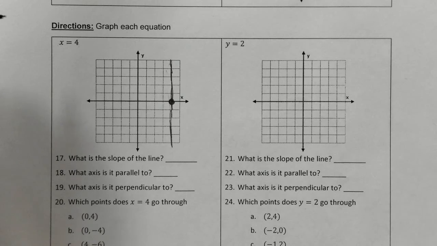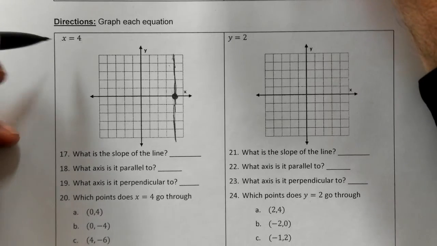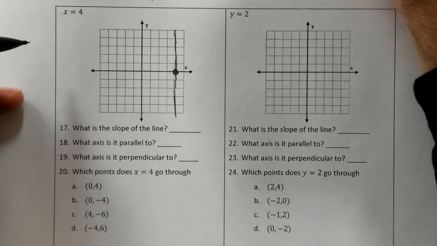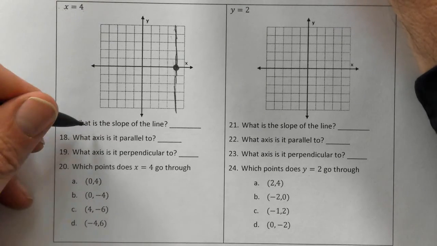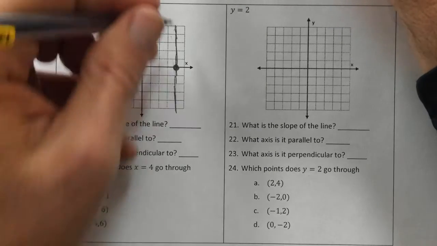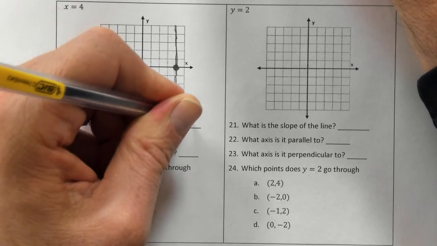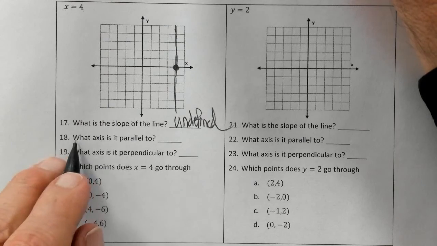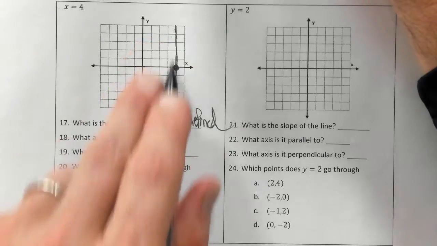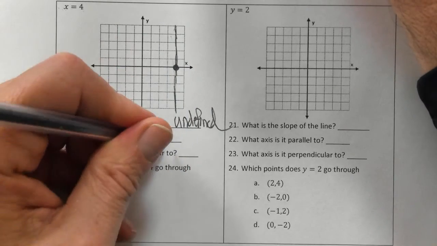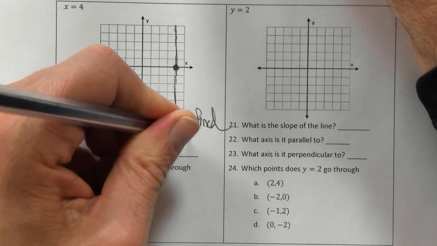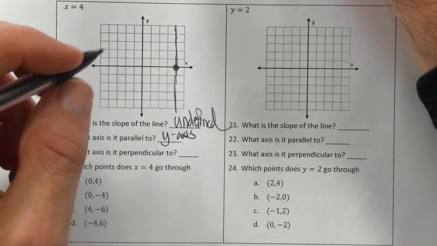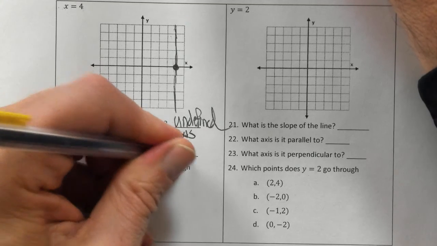Now that I've graphed it and I have the equation, I can go ahead and answer the rest of the questions. What is the slope of the line? Vertical line, undefined. What axis is it parallel to? It's parallel to the y-axis. What axis is it perpendicular to? It is perpendicular to the x-axis.